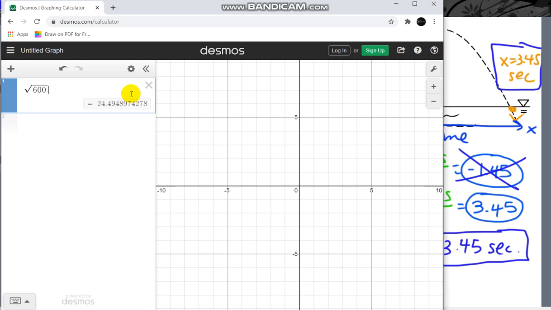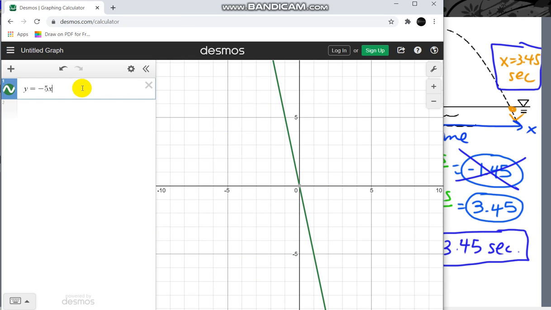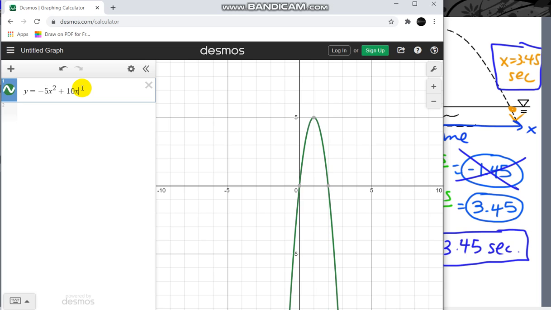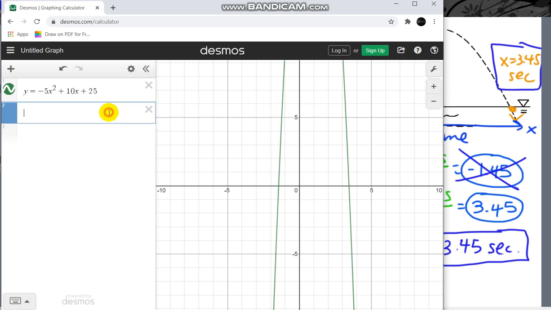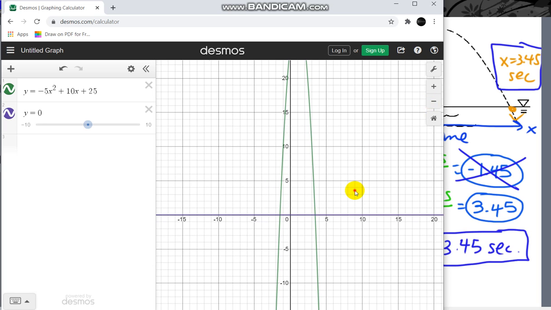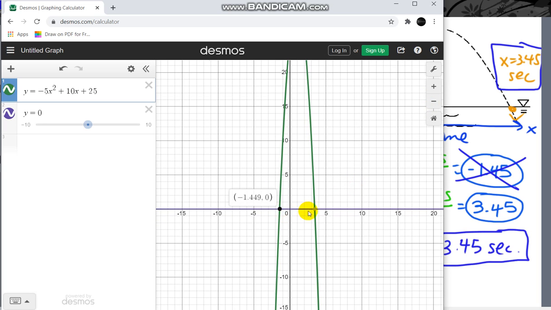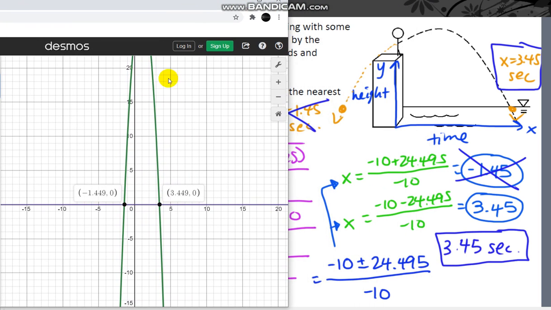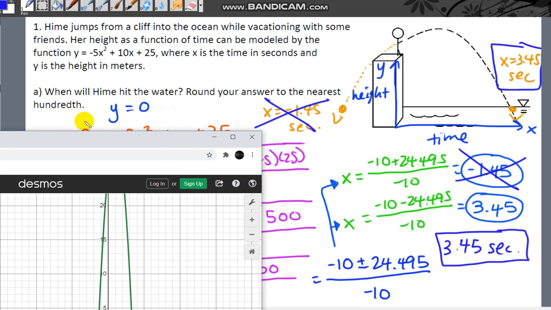Let's just do this for fun. There's another way that we could also approach this. Let's go ahead and graph this. We have y equals negative 5x squared plus 10x plus 25. And let's say we graph y equals 0. So that's a lovely line right there. If we were to just click here and here, that gives us exactly what we got earlier. What we got was negative 1. I just rounded to the nearest hundredth. Remember, we had to round to the nearest hundredth.